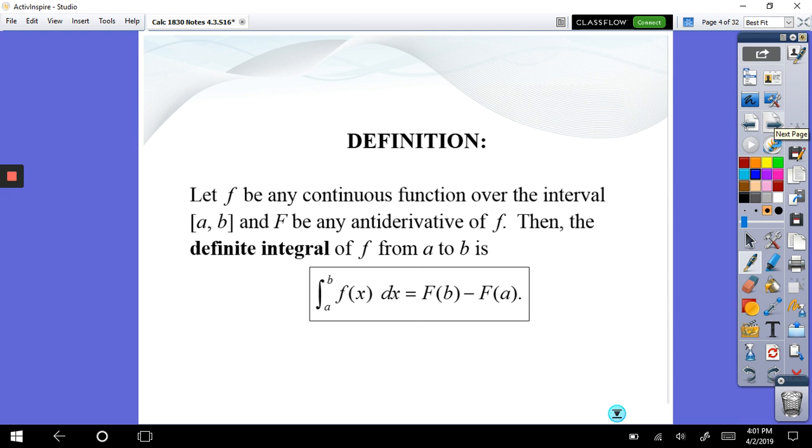Okay, so definition of a definite integral. Definite meaning it has these bounds, A and B. Next chapter, we'll look at some that go to infinity. And if you just want to find the antiderivative, like we did in the last section, that's an indefinite integral. So definite integrals have these bounds from A to B: find the antiderivative, plug in B, minus plug in A.